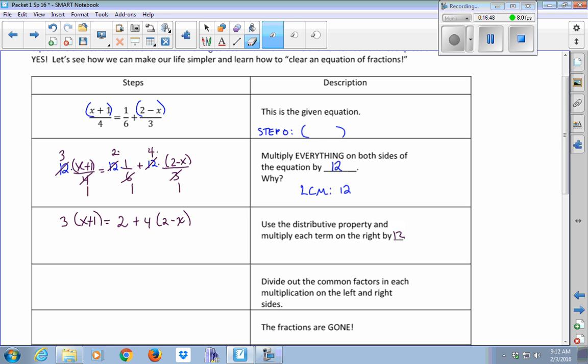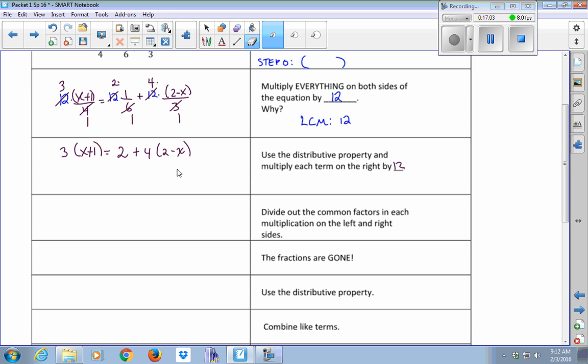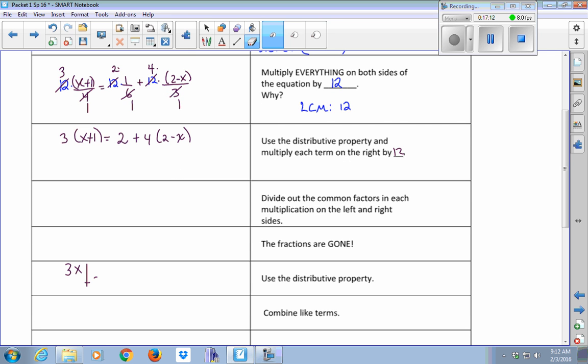So you have now changed this equation to have common denominators. Believe it or not. What is the common denominator? 1, which is what you like to see. So from here, we've divided out the common factors in each side, and now we can just finish this problem by using the distributive property.